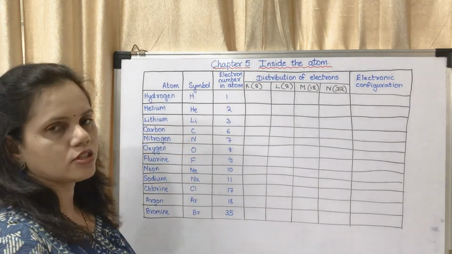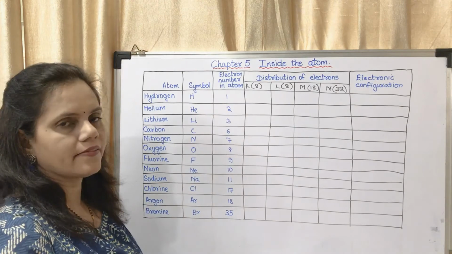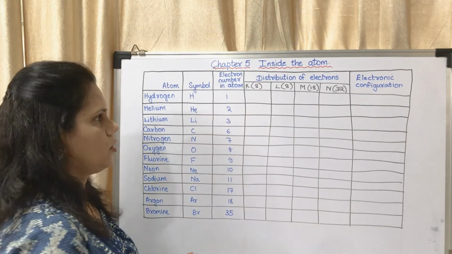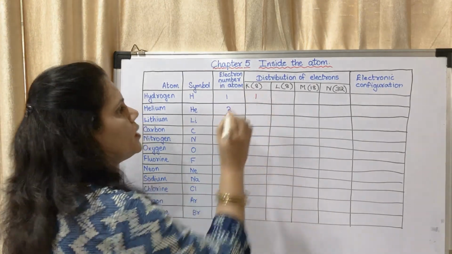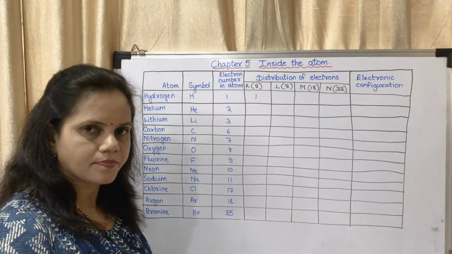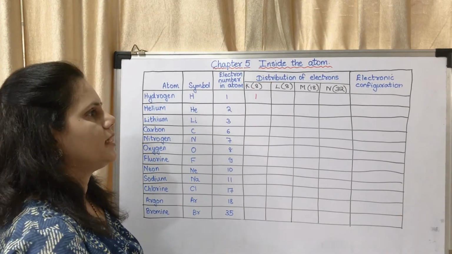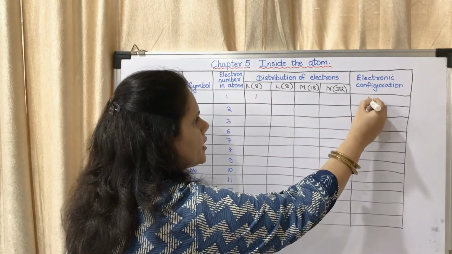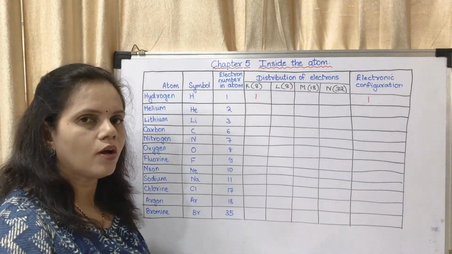First one is hydrogen. How many electrons is it having? It is having only 1 electron. So it will get accommodated in the K shell. And what will be the electronic configuration? Electronic configuration also will be 1.